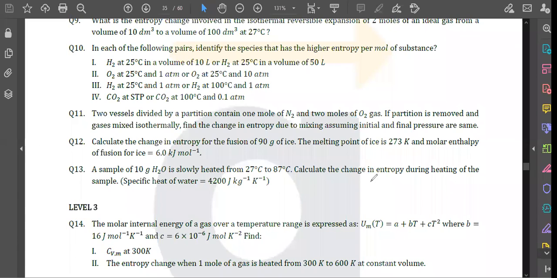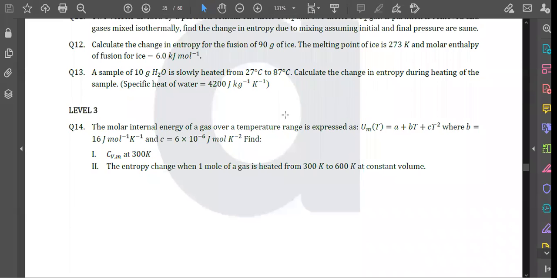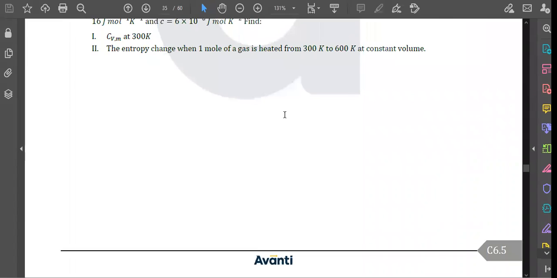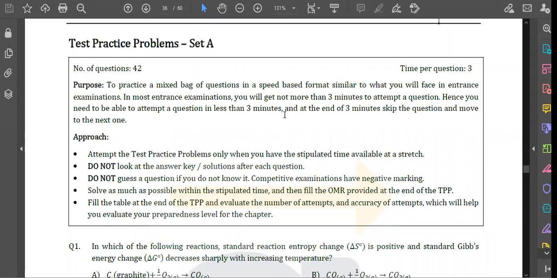Anyone have any doubt? Tell me. I've already discussed all the problems, even though you didn't ask. 6.5 was fairly easy. Now, level 3, only one question to be discussed in advanced problem solving. Any doubt? We have discussed 6.1 to 6.5 in class.